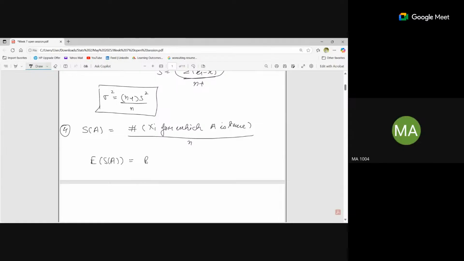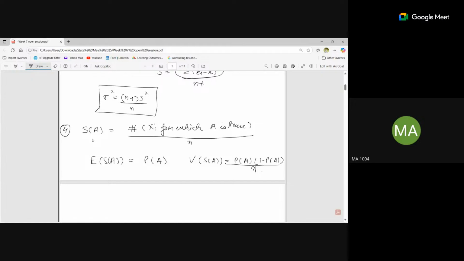Probability of A. Correct. And the variance of SA is probability of A into 1 minus probability of A, divided by n. Correct. Probability of A into 1 minus probability of A divided by n.